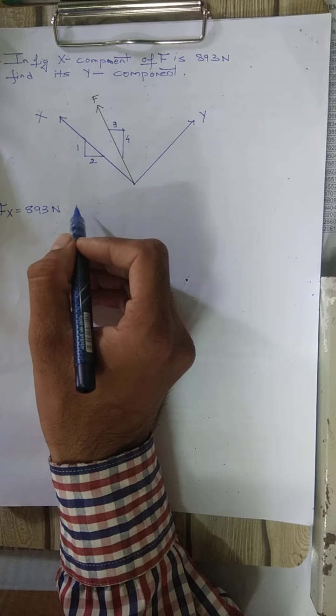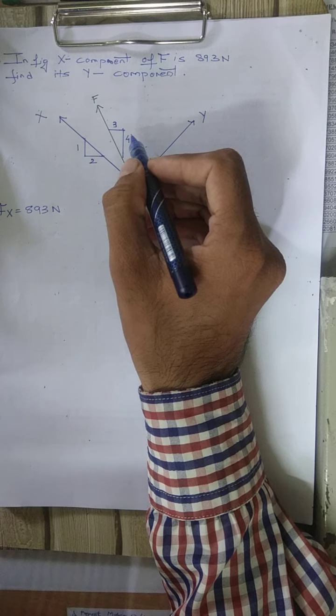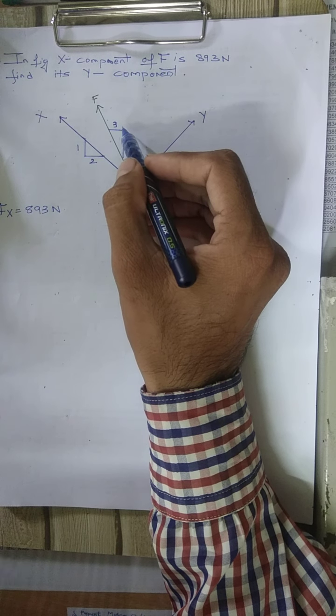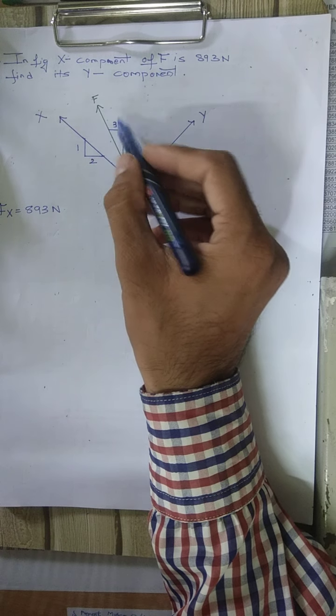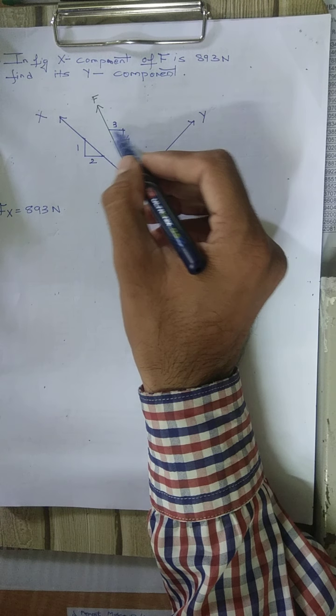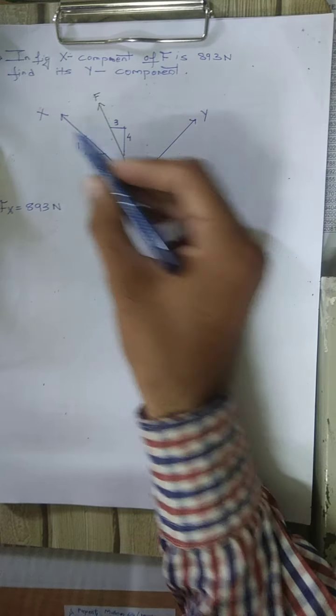Depending upon this, first we have to find the y component. Before that, the angles have been given in the form of slope, that is 3 by 4, where 3 is horizontal and 4 is vertical. The angle made by this force F is given in the form of slope. Again, there is an xy plane.